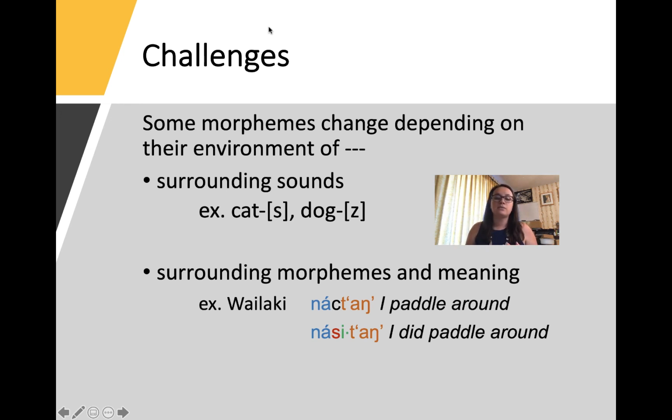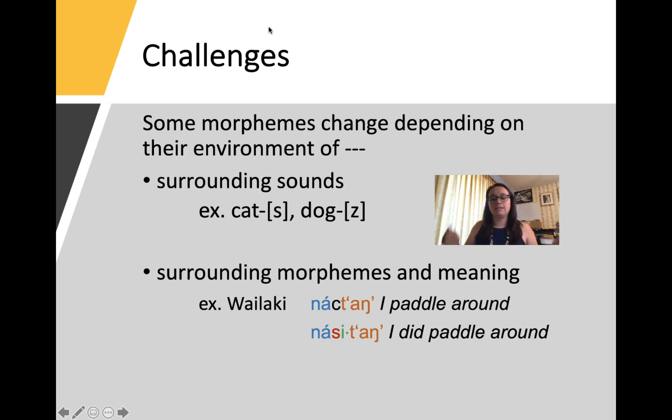And we see this with Wailaki, I paddle around, and I did paddle around. So we have nash tunk for I paddle around, nasi tunk for I did paddle around. Basically, what you have in nasi tunk is that there's a change in time information with this morpheme S. It means it's perfective. It means it's emphasizing that the activity ended. And then following that, we don't have a sh sound anymore. We have a long E sound, E.